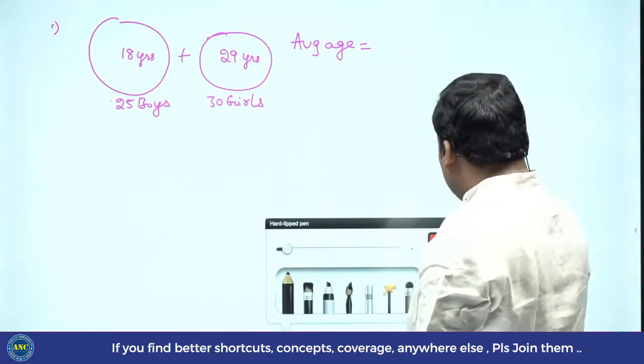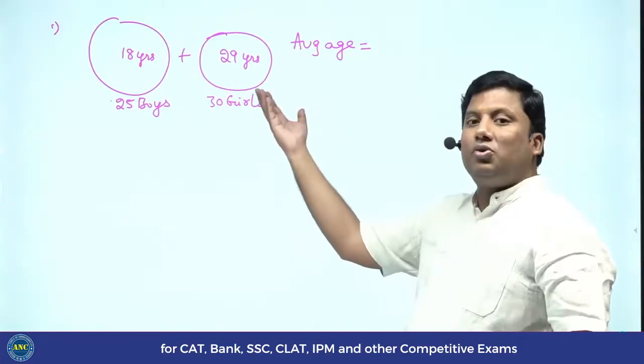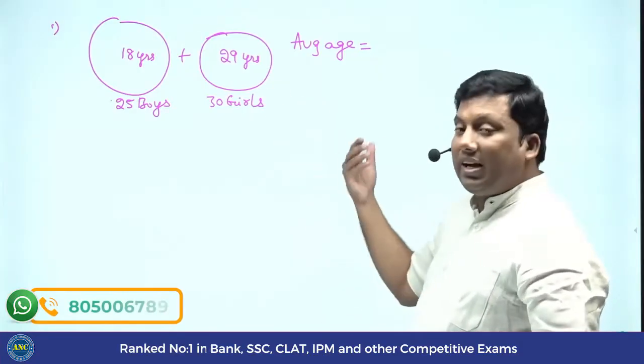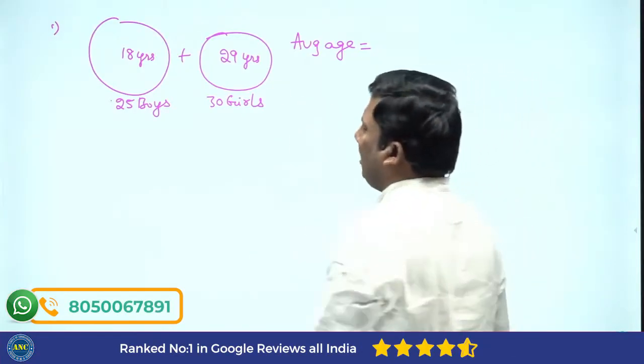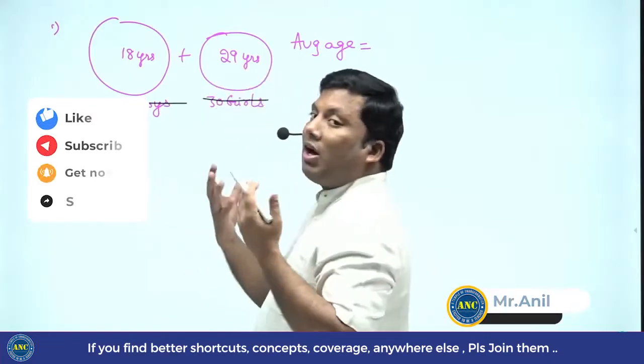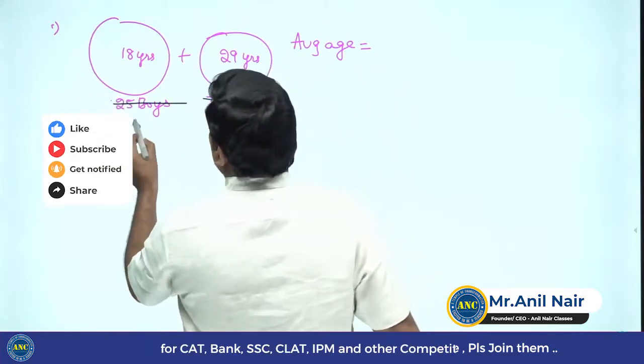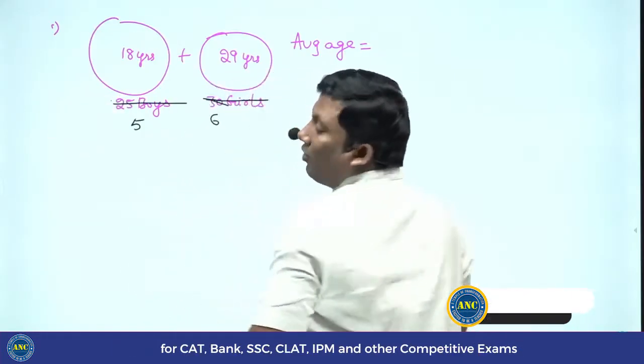Average age. In a class there are boys and girls. 25 boys whose age is 18 years, 30 girls whose age is 29 years. Optimize the number. Total number of quantities, how many are there? 5 fives are, 5 sixes are. Are you all with me?